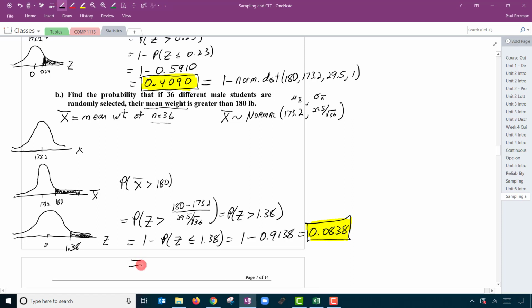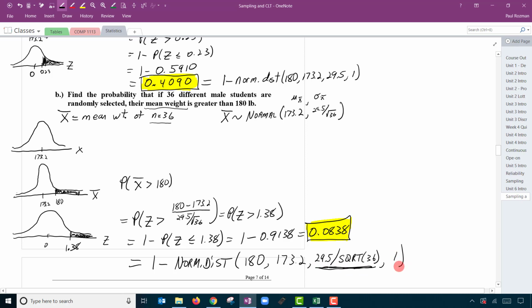If you're an Excel person, you'd say 1 minus norm.dist, and then you'd input your parameters. In this case, we're doing 180. Our mean is still 173.2. But here's the weird part. The standard deviation, we'll have to sort of rig it to work. It's 29.5 divided by the square root of 36. We can just put that in line right into the formula and then cumulative.